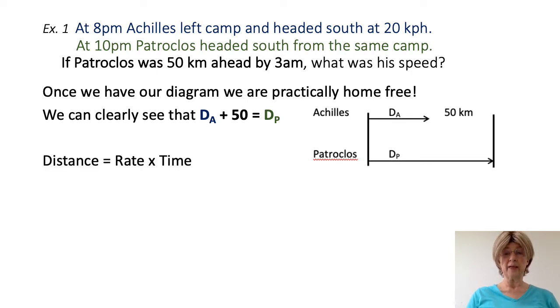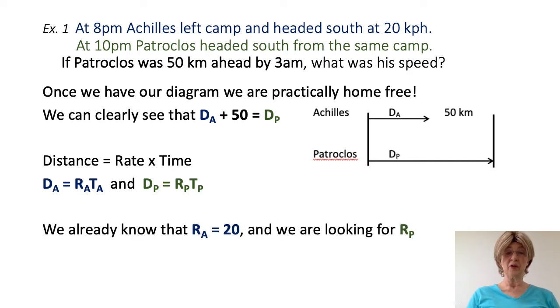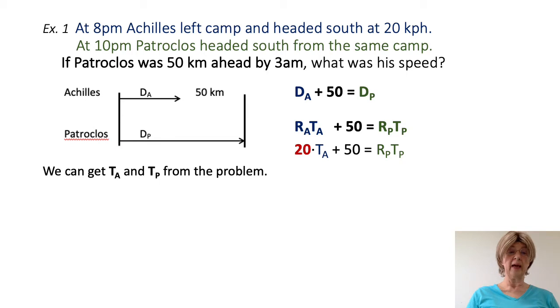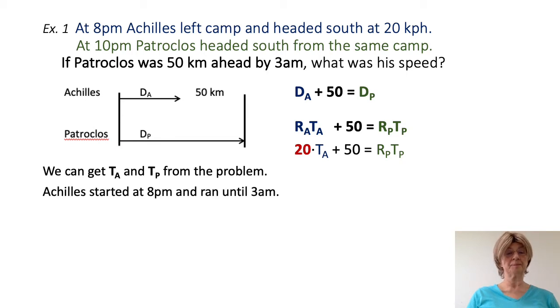Distance equals rate times time. So d sub A equals R sub A T sub A, and d sub P equals R sub P T sub P. We already know that R sub A equals 20, and we are looking for R sub P. So, putting in that information, we have 20 times T sub A plus 50 equals R sub P T sub P. We can get T sub A and T sub P from the problem.